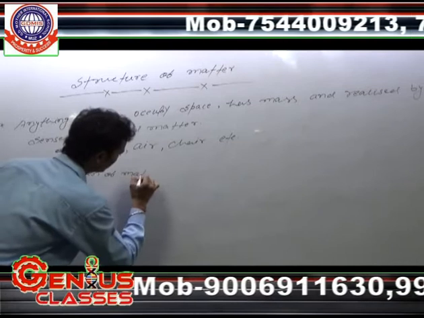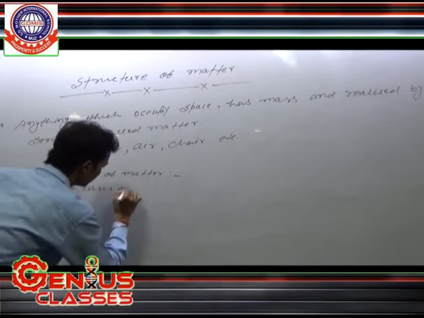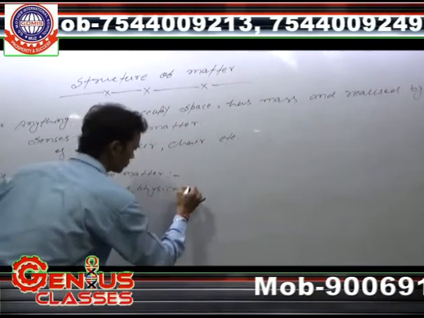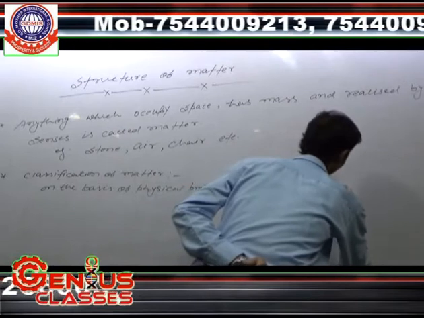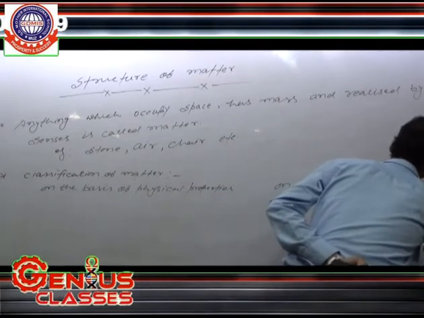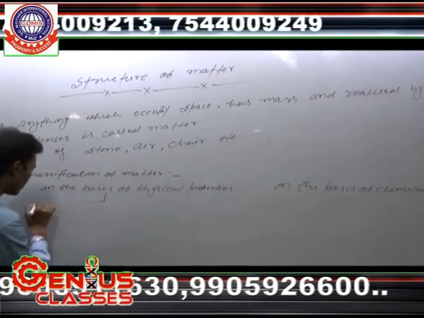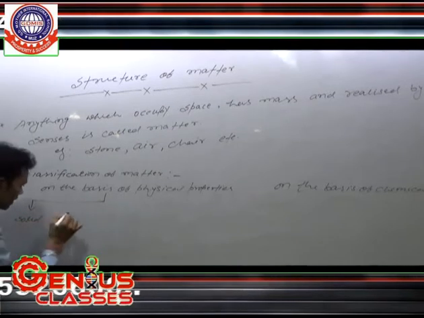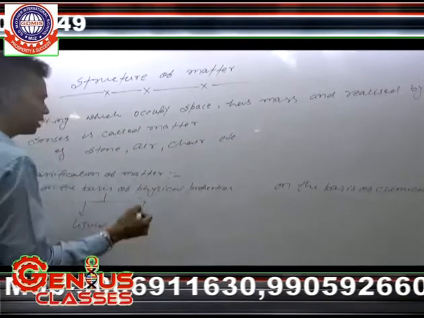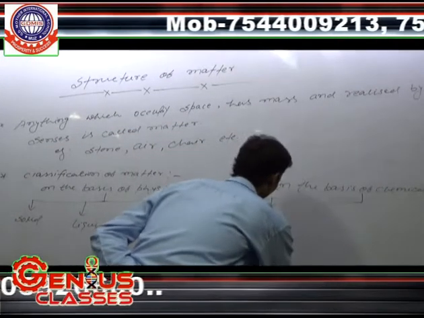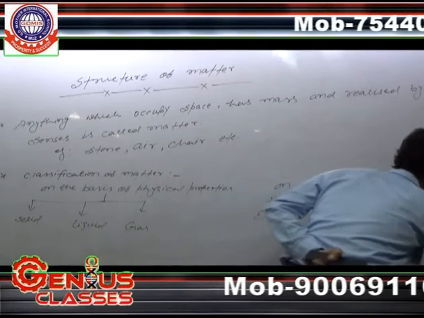So we write here: classification of matter on the basis of physical properties, and here on the basis of chemical properties. Matter may be solid, liquid or gas. Similarly, on the basis of chemical properties, matter may be element, compound and the last one is mixture.